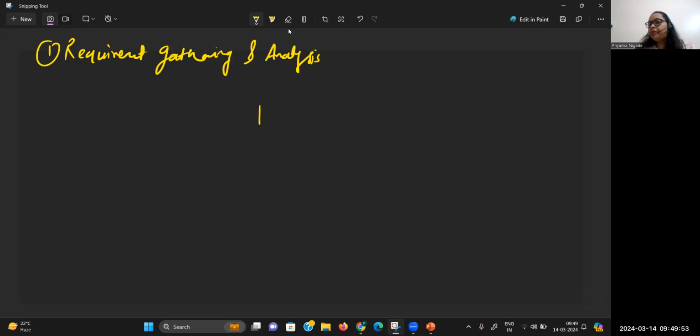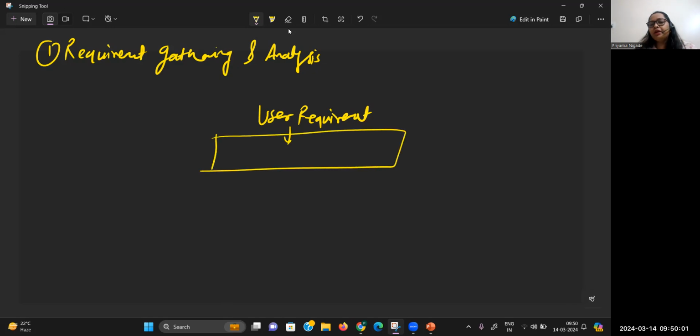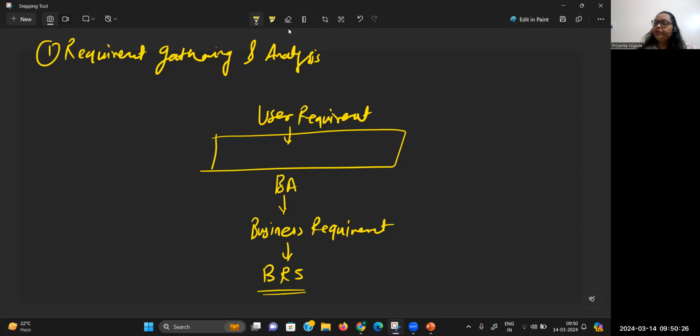First, the user will provide certain user requirements. Based on user requirements, so requirements are the main point, correct? Based on the given requirement, the BA is the first person who will collect the requirement from the customer, and the BA will analyze the same. From that requirement, the BA will separate out some business requirements. As per the business need, the BA will prepare business requirements, and based on that, you will get the BRS documentation, which is called business requirement specification.